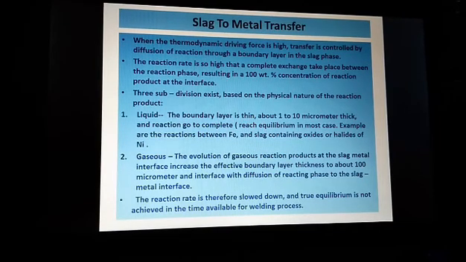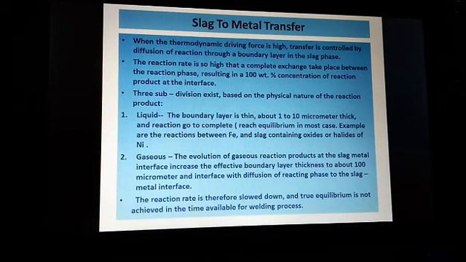Three subdivisions exist based on the physical nature of the reaction product. First one, liquid. The boundary layer is thin, about 1 to 10 micrometers thick, and the reaction goes to completion, reaching equilibrium in most cases. Examples are the reaction between ferro and slag containing oxides or halides of nickel.